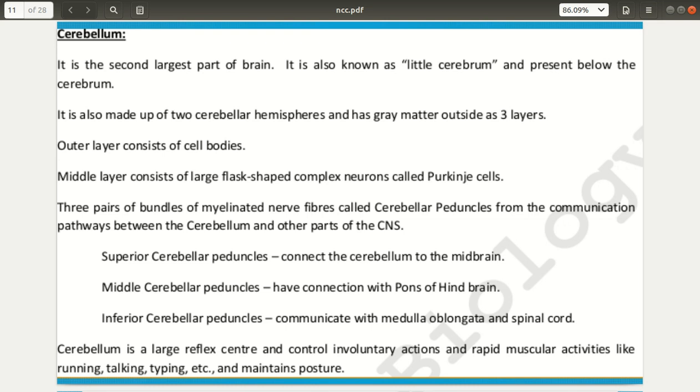The superior cerebellar peduncles connect the cerebellum to the midbrain. Middle cerebellar peduncles have connection with the pons of the hindbrain, and inferior cerebellar peduncles, which are nothing but myelinated nerve fibers, communicate with the medulla oblongata and spinal cord. The cerebellum is a large reflex center and it controls involuntary actions and rapid muscular activities like running, talking, typing, etc. And it maintains posture also.